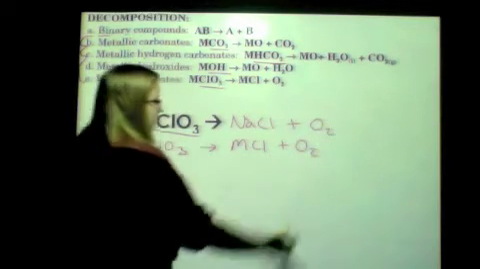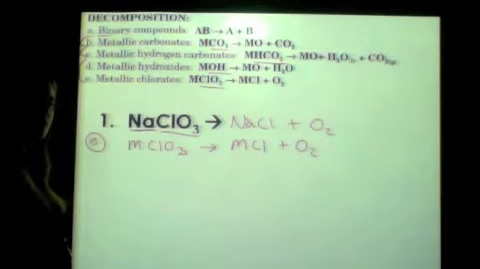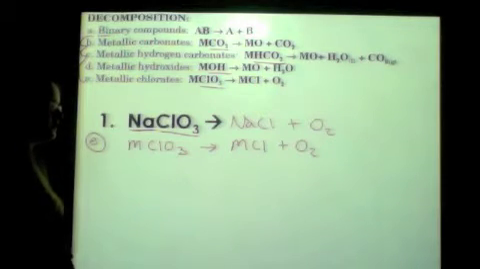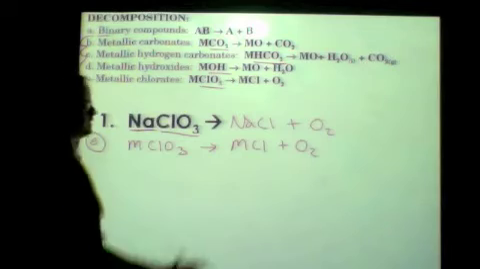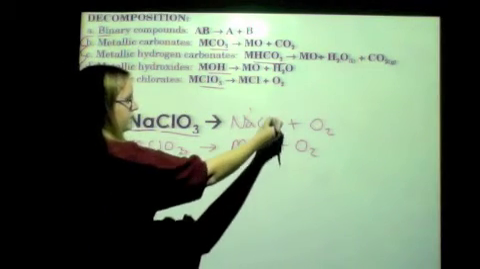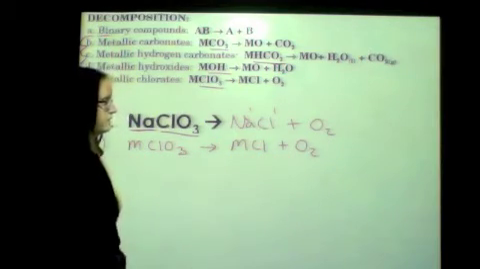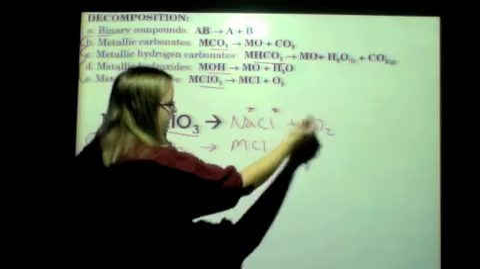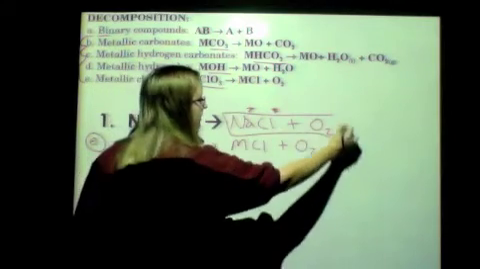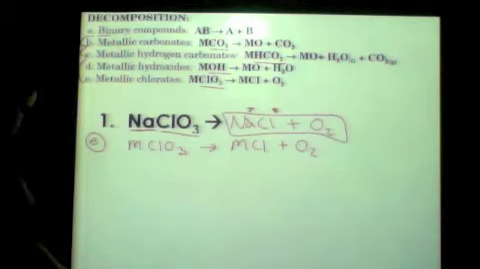plus O2. And then the final step, that is the most forgotten step, is to crisscross charges of your ionic compounds. So NaCl is our ionic compound. Na has a charge of 1, Cl has a charge of 1. When you crisscross, they go away because they're both 1s. So your final answer, NaCl plus O2.